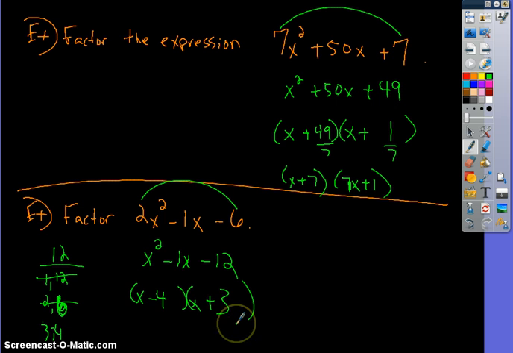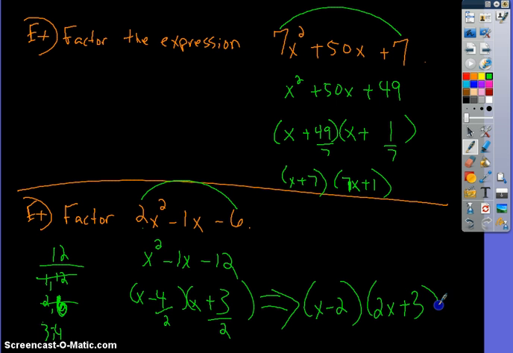Are you finished? Are those the final answers? Probably said no. You divide this by 2, divide that by 2. Why? Because you had an a value of 2. And your final answer should be x subtract 2 in the first parentheses, and in the second parentheses 2x plus 3.